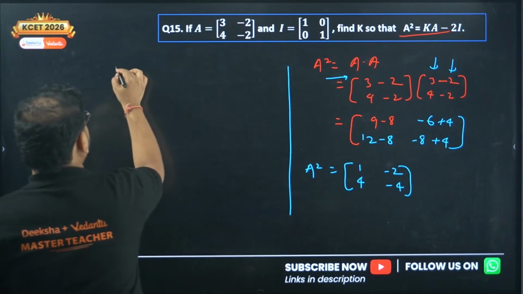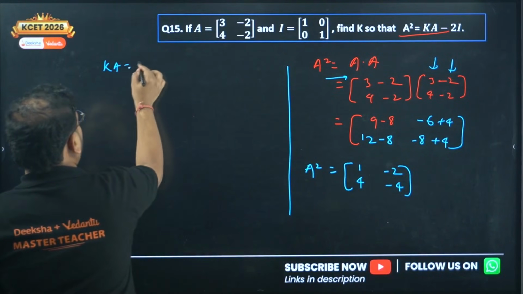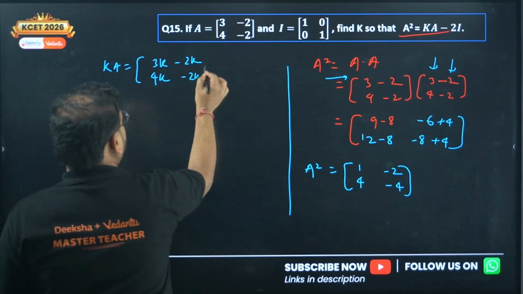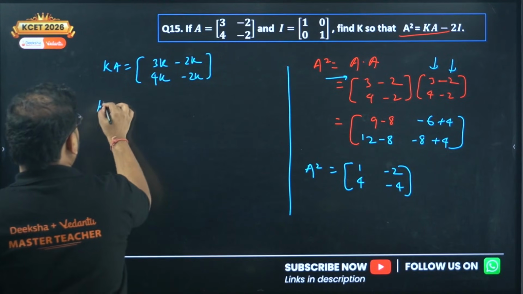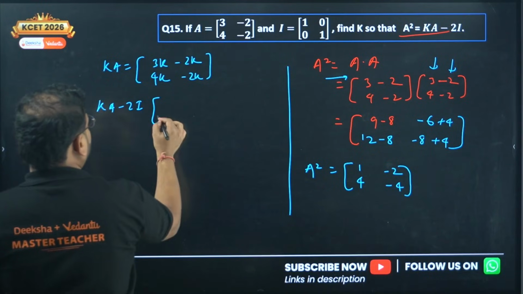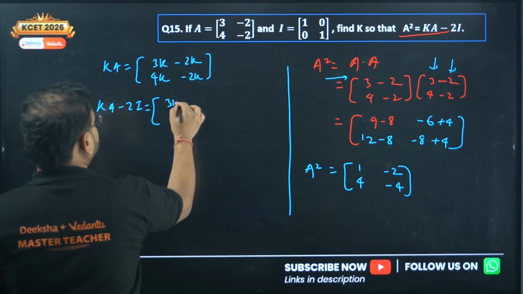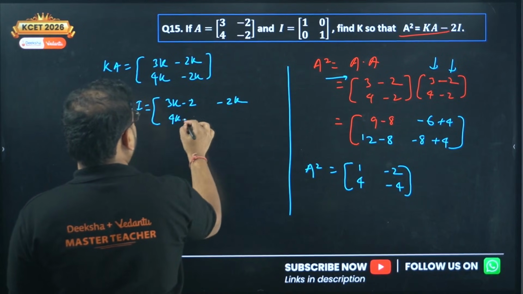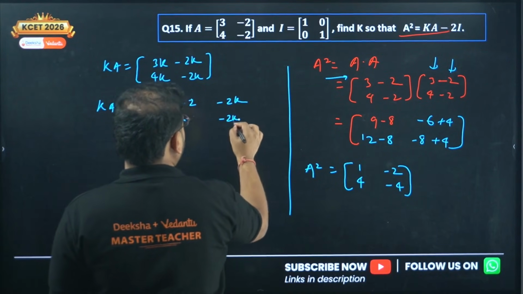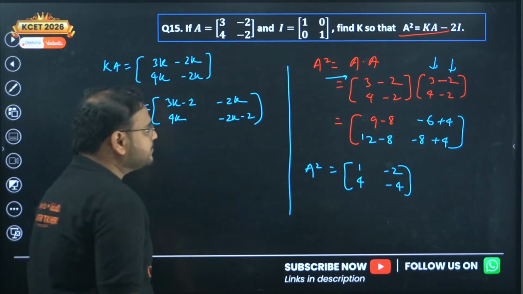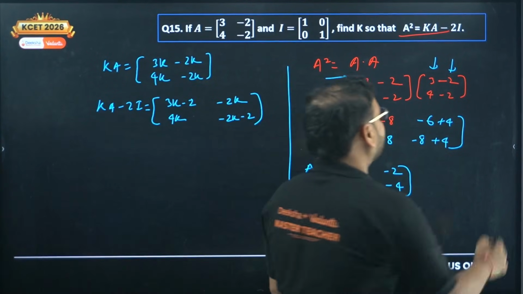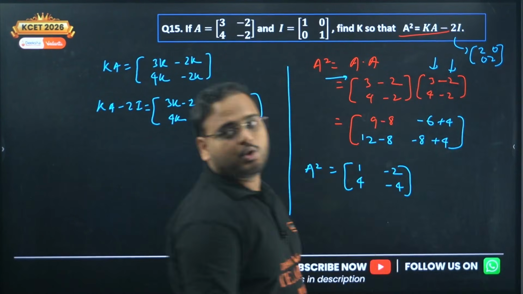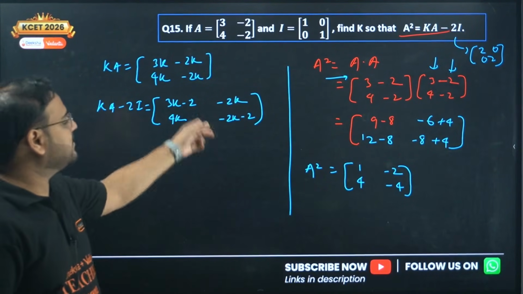Now what is the next part? KA. K will be what? K into this: 3k, minus 2k, 4k and minus 2k. Now what is this next one? KA minus 2I. So basically check here, 3k minus 2, minus 2k, 4k and we have minus 2k minus 2. Correct, no? Because 2I means what? What's the meaning of 2I? 2I is nothing but 2, 0, 0, 2. Subtract these two, you'll get this condition only.